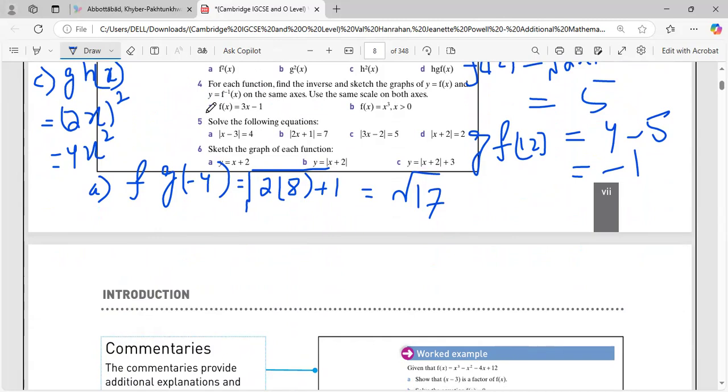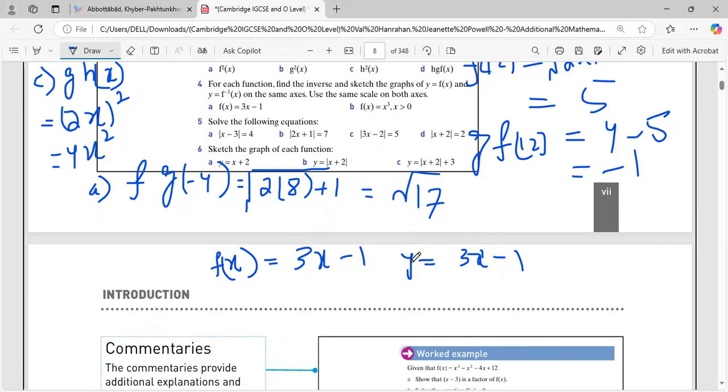Look at the first question. f of x equals 3x minus 1. First of all, replace this f of x by y. So y equals 3x minus 1. Now try to understand the procedure of finding the inverse.